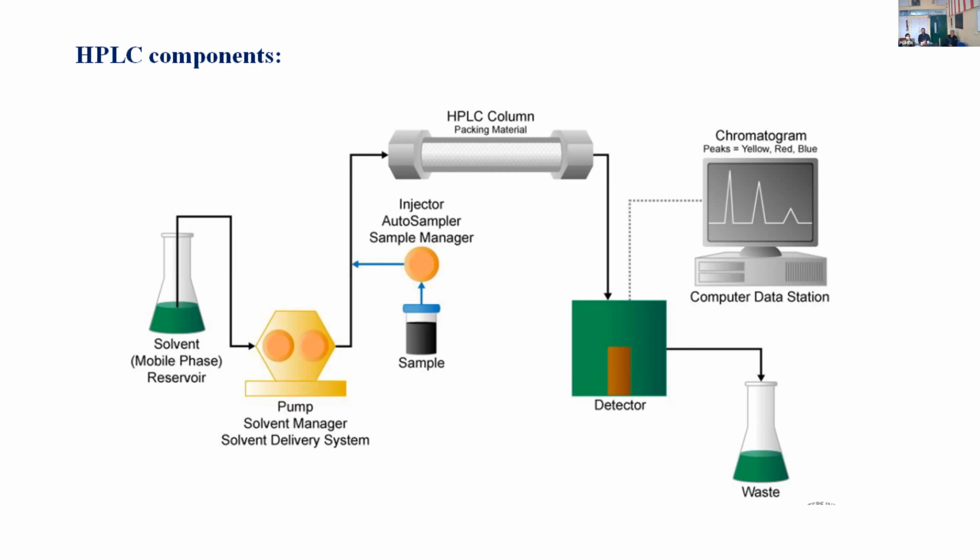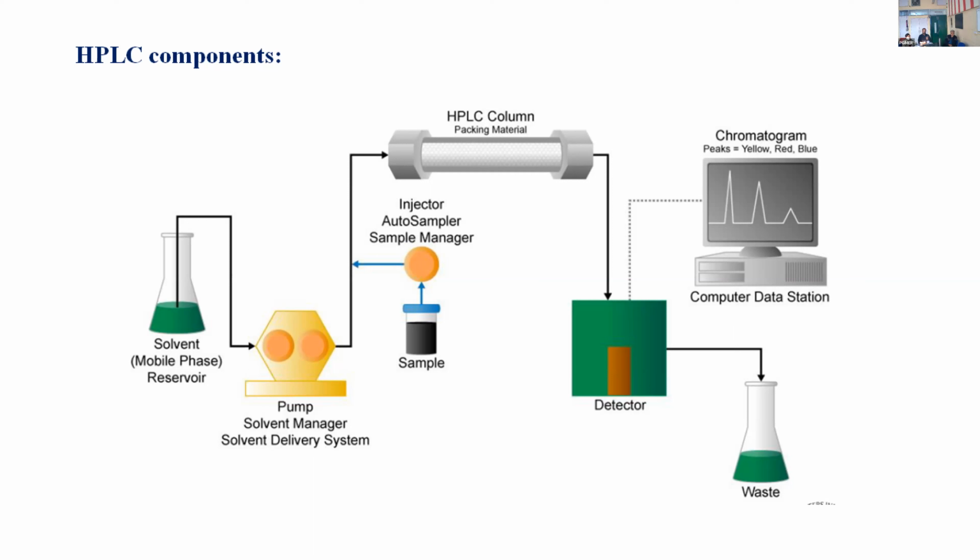Next, the major component is the pump, which comes with the solvent manager. It means gradient manager. You can say the pump is responsible for taking the mobile phase from the reservoir and pumping it throughout the HPLC at a constant rate and a constant pressure. The solvent manager manages the proportion of the components of the mobile phase.